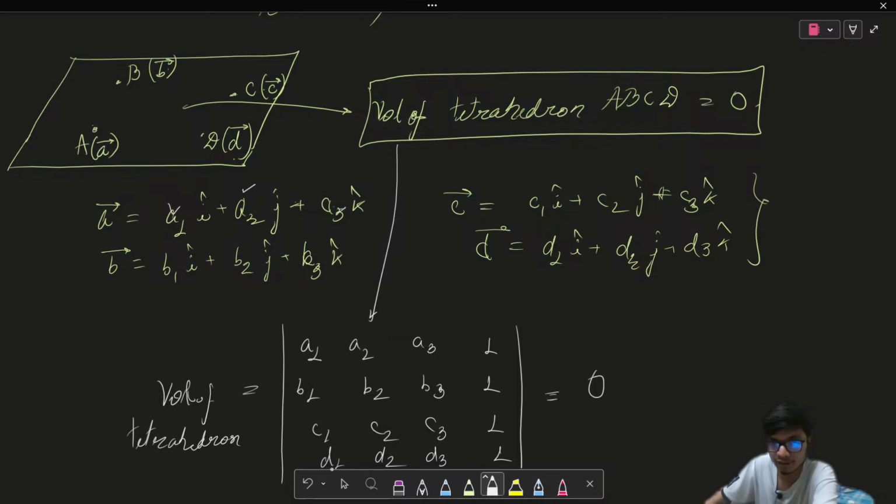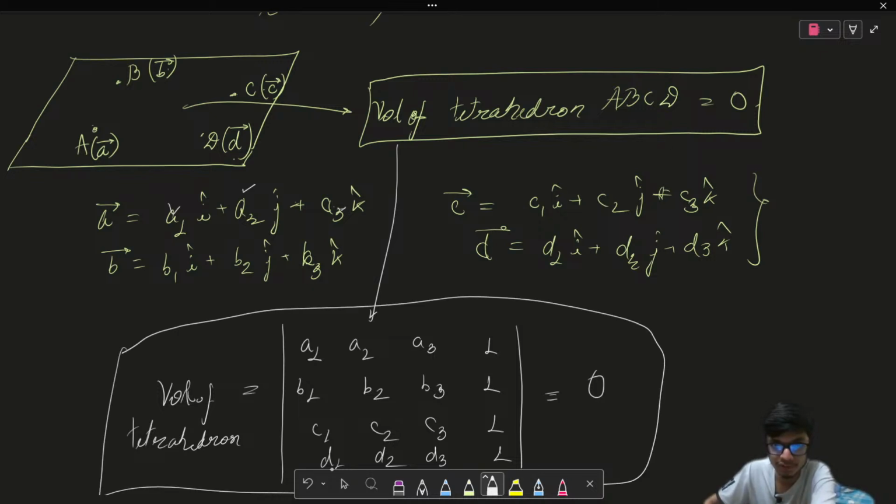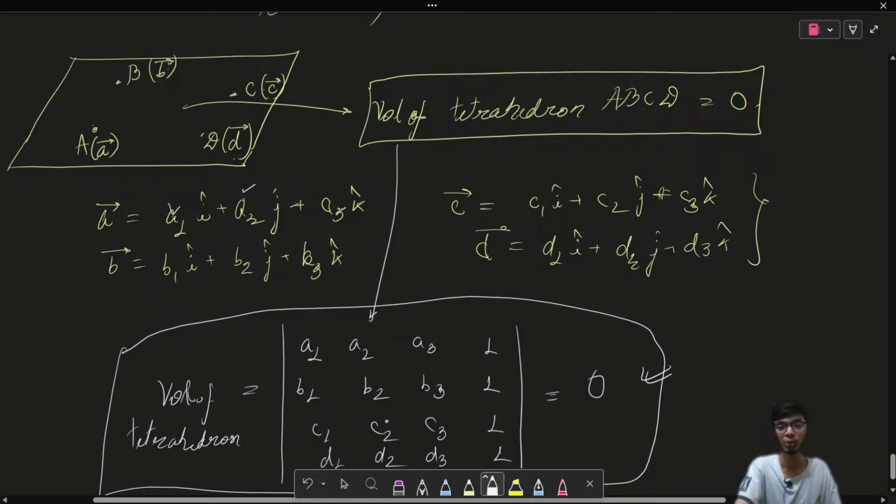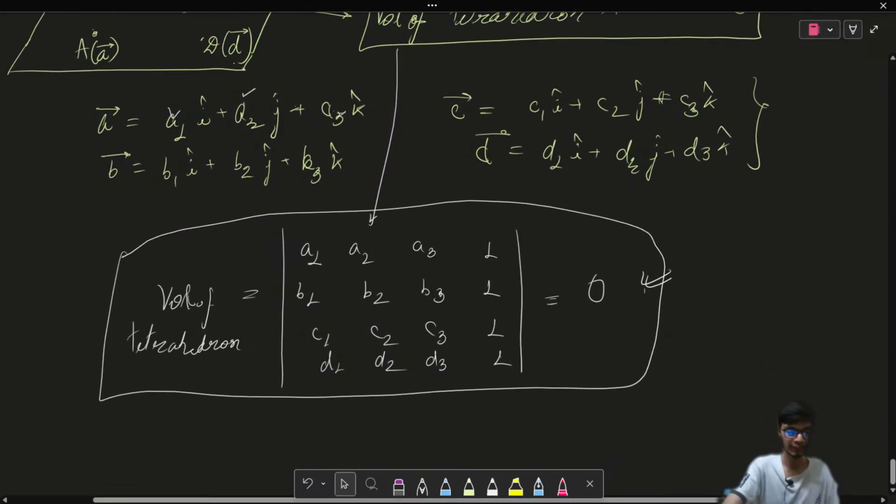So if the volume of the tetrahedron is equal to 0, then this basically implies that these are coplanar points. I hope this particular thing is clear to all of you. Is this part clear? Is this discussion clear?